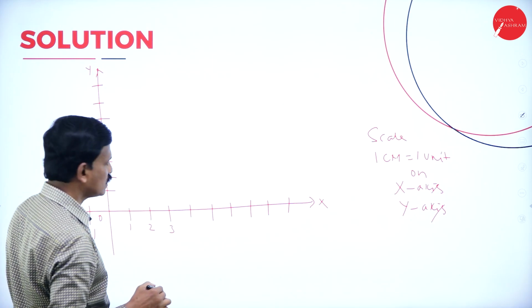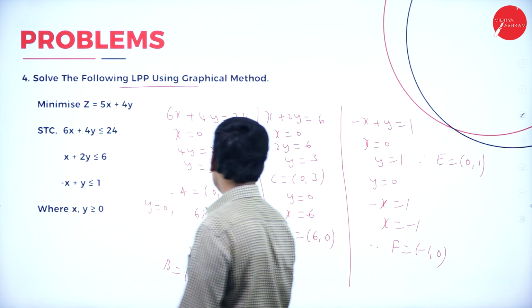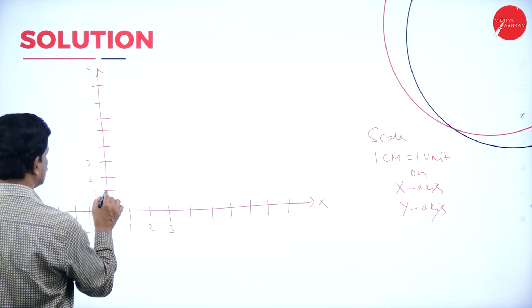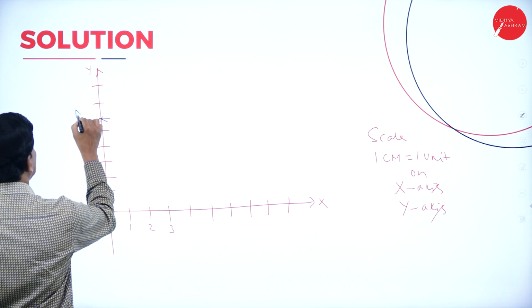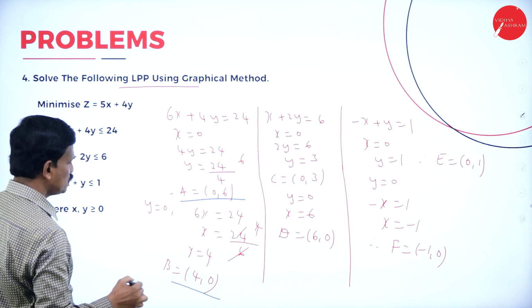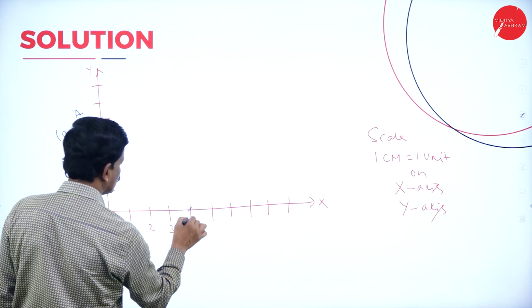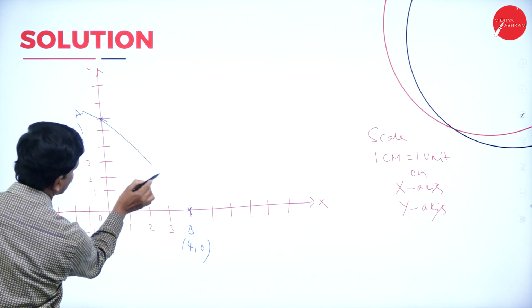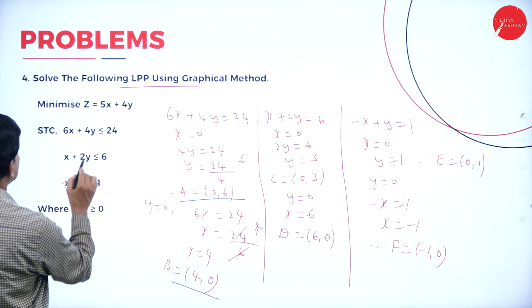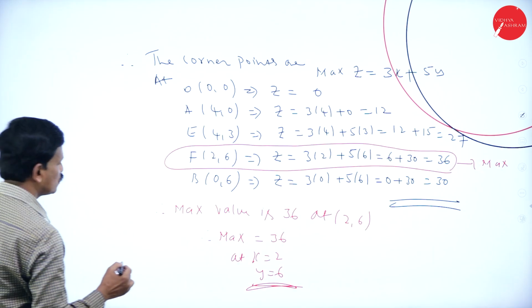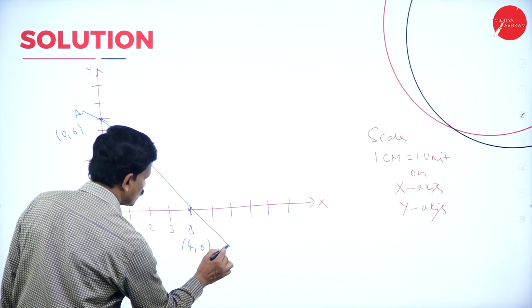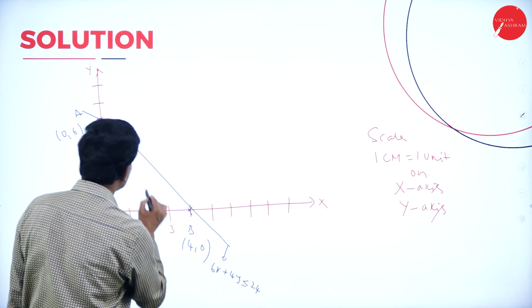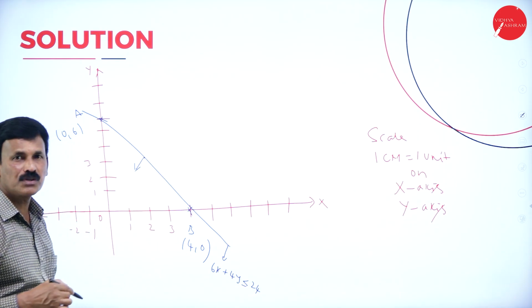Now what are the points? Let us take the points first. What is A? A is 0, 6. B is 4, 0. Count 1, 2, 3, 4. Draw a line. What is this line? This is nothing but 6x plus 4y less than or equal to 24, which means the feasible region is downwards towards the origin.